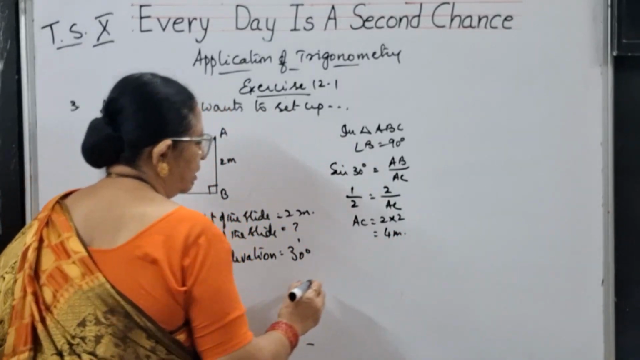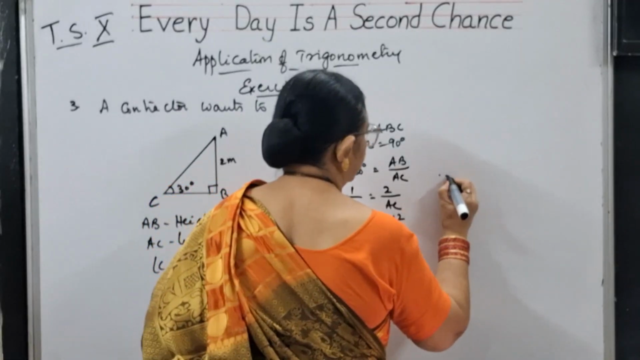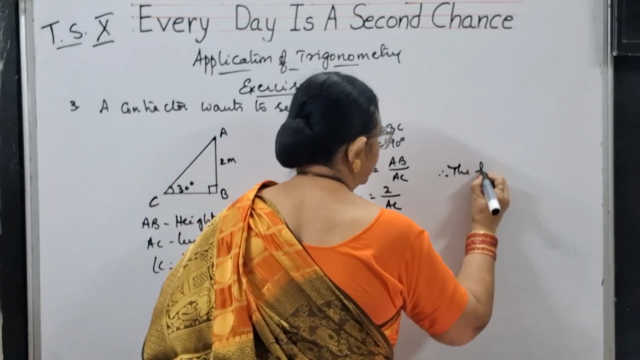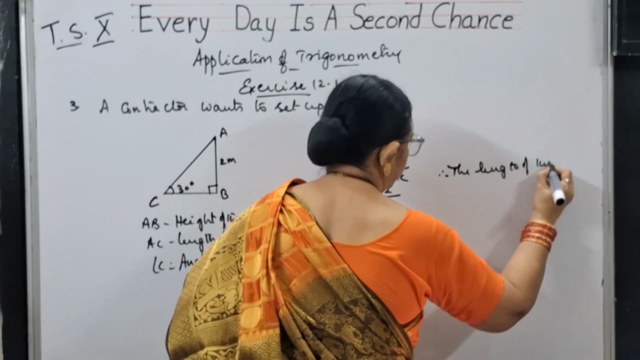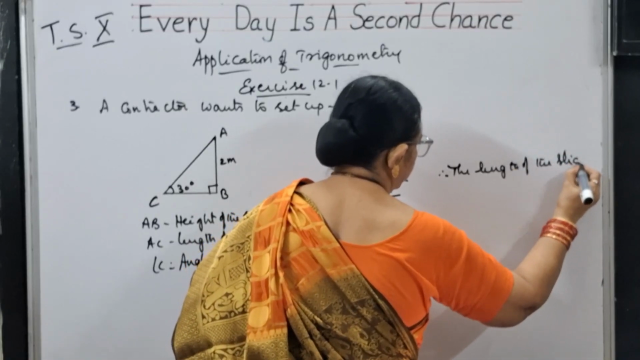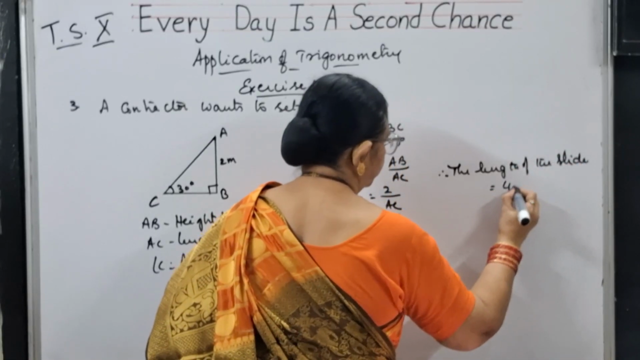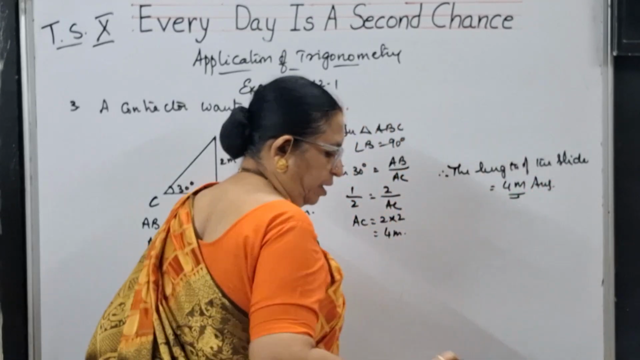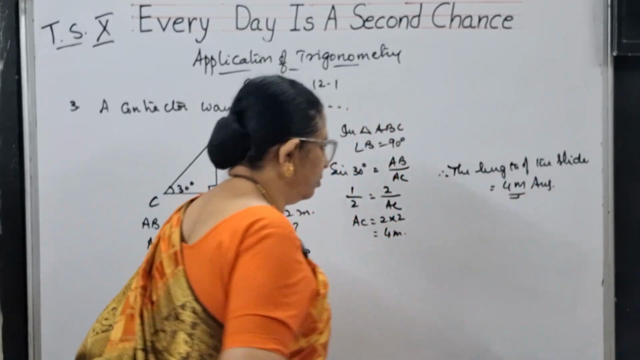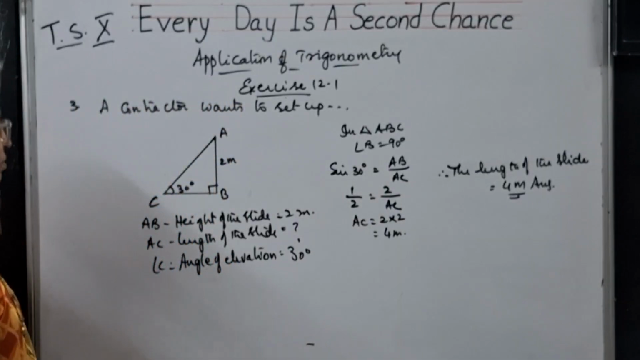Therefore, the length of the slide should be equal to 4 meters. This is the answer of this problem, children. I hope I am clear. Please copy it.